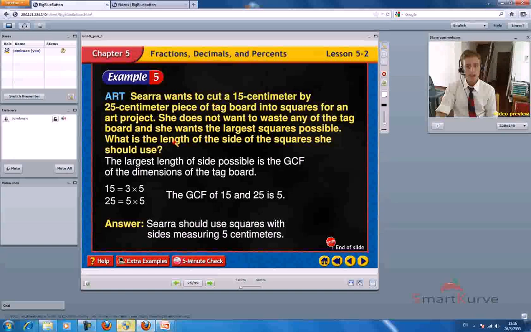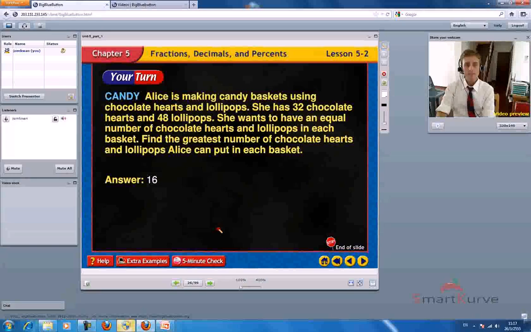Example 5. Sierra wants to cut a 15 centimeter by 25 centimeter piece of tag board into squares for an art project. She does not want to waste any of the tag board, and she wants the largest squares possible. What is the length of the side of the square she should use? The largest length of the side is the greatest common factor of the dimensions of the tag board. So we have 15, 3 times 5, 25, 5 times 5. The greatest common factor of 15 and 25 is 5. Sierra should use squares with sides measuring 5 centimeters.